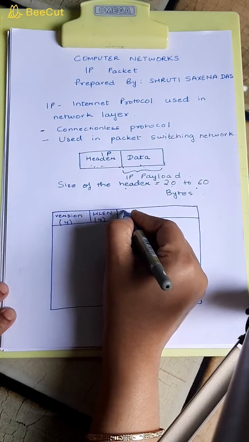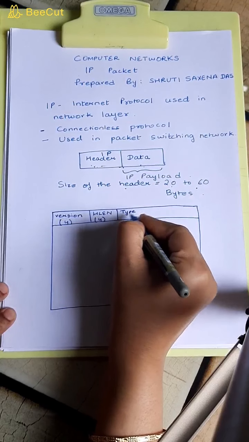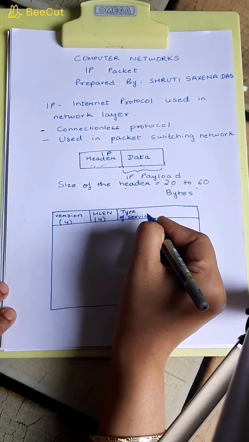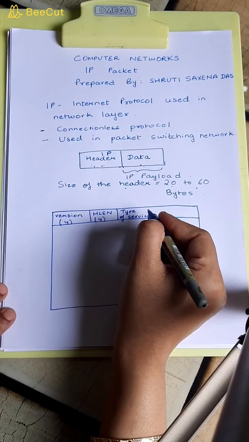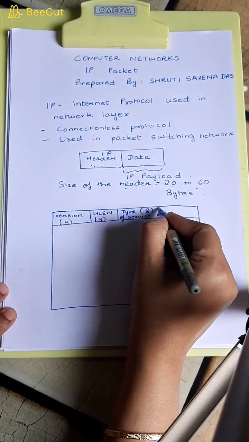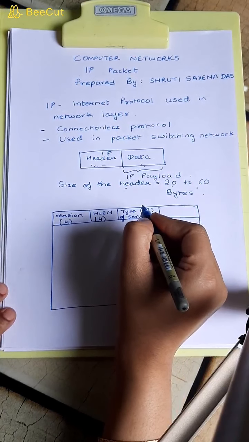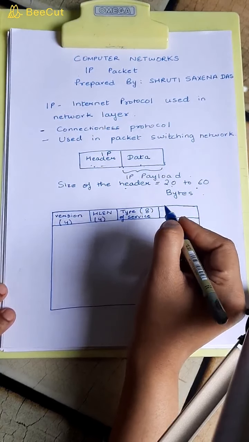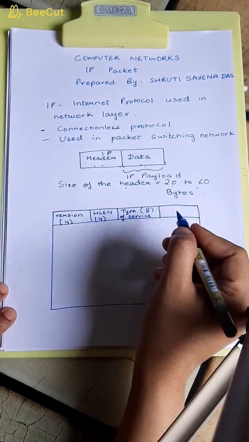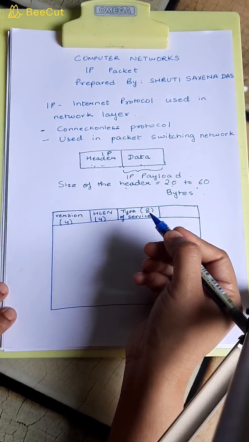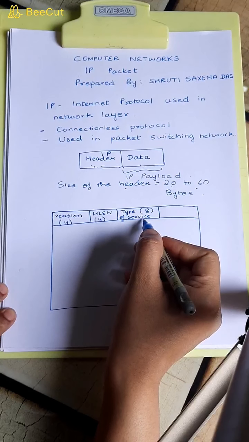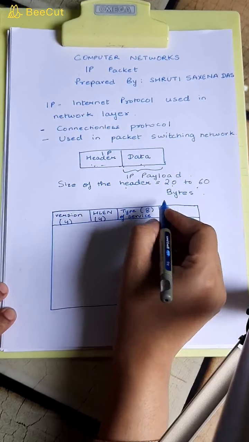Next one is type of service. It is basically of 8 bits, and it stores information about which type of service we are going to use, whether we are focusing on low delay, or on high throughput, or on reliability. So this field tells about the type of service.